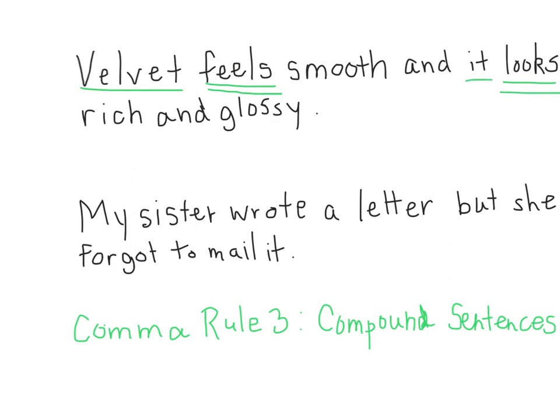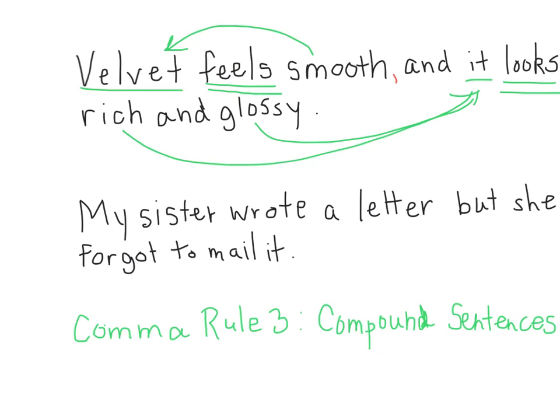Now that's not talking about velvet actually doing the touching nor the seeing, right? This is what we would call linking verbs. So smooth is an adjective that's going back to describe velvet. Rich and glossy are both adjectives going back to describe it. So there's a little bonus for you. The comma is going to go after the word smooth, before the word and. And you might say, well, that's pretty obvious. I know that. Okay, good.